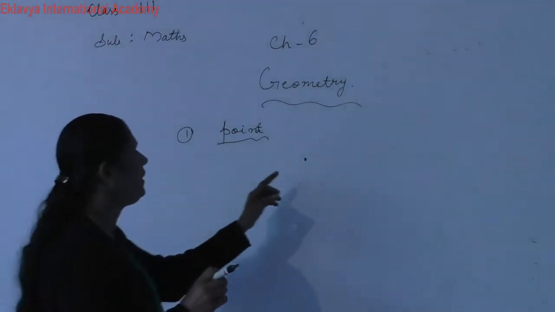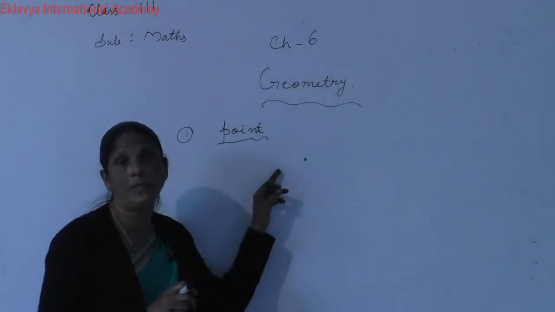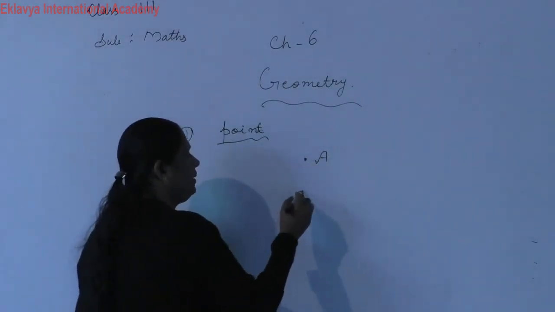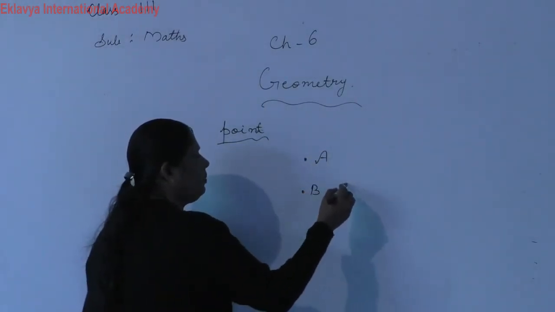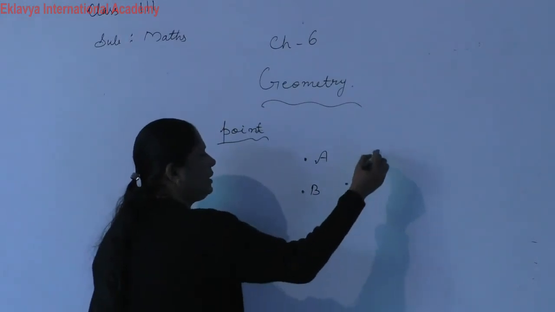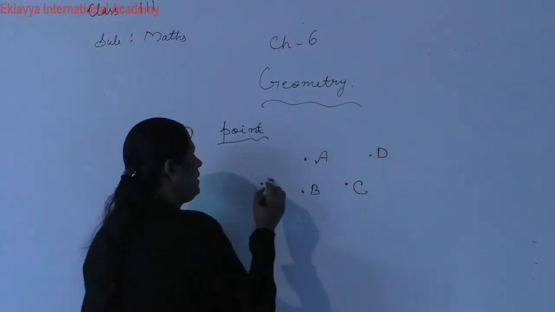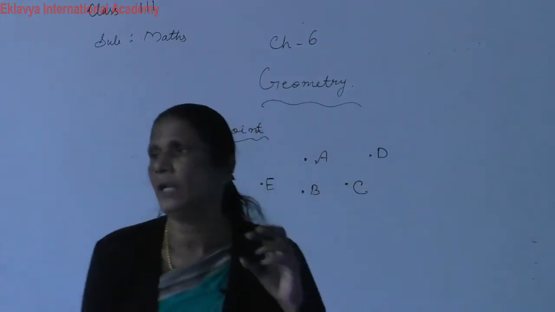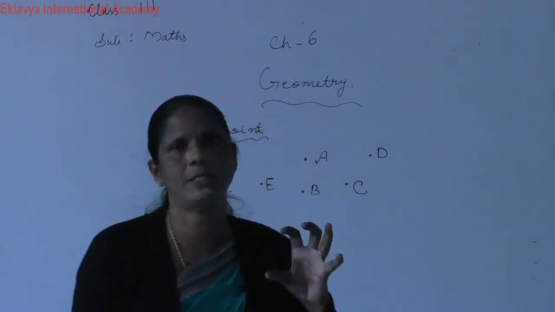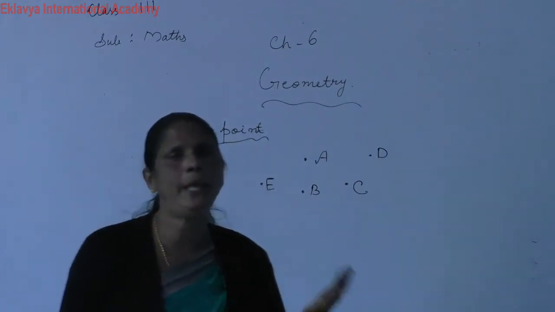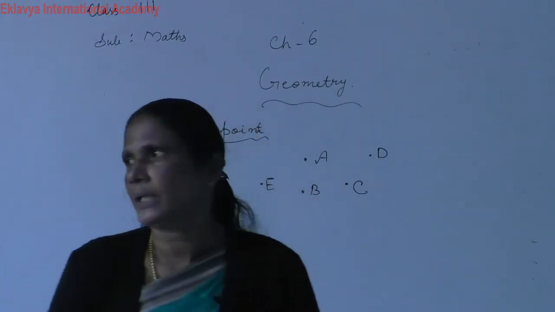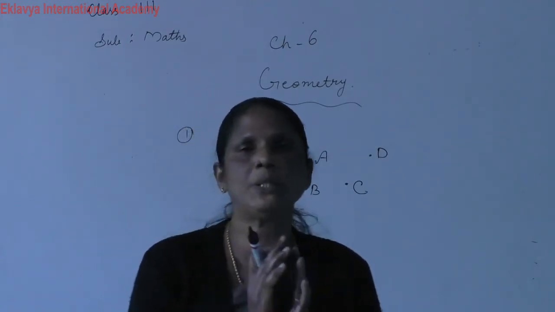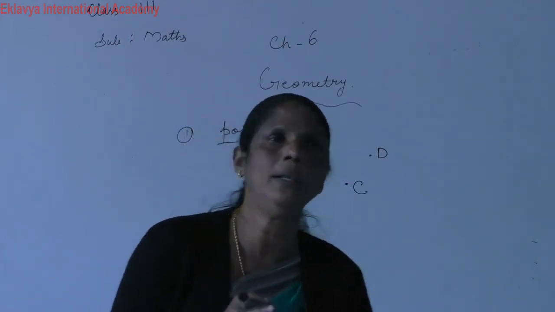We represent points in capital letters. Point A, point B, point C, point D, point E. Also point M, point X, point K, point L. These are represented in capital letters.